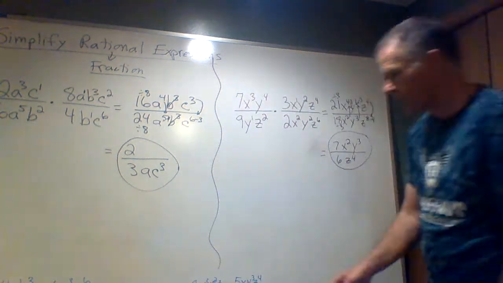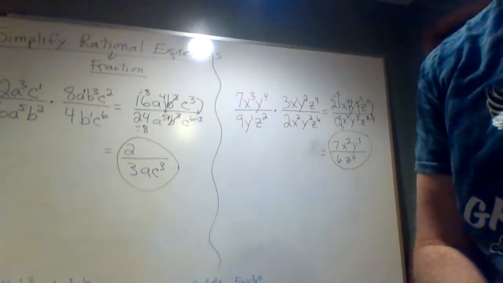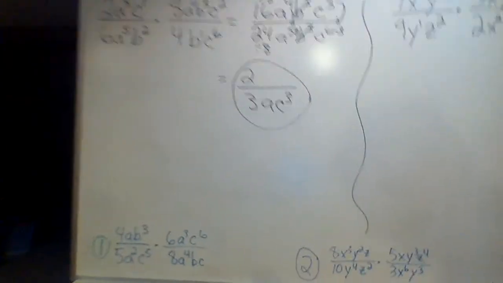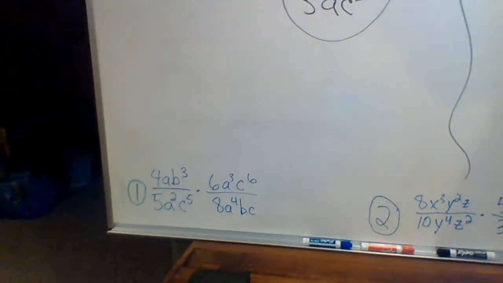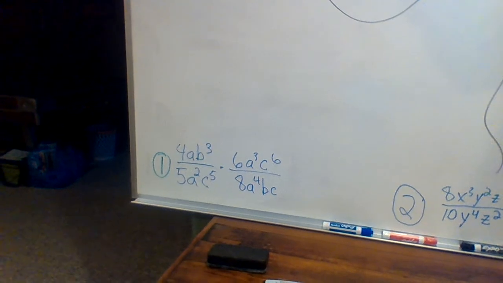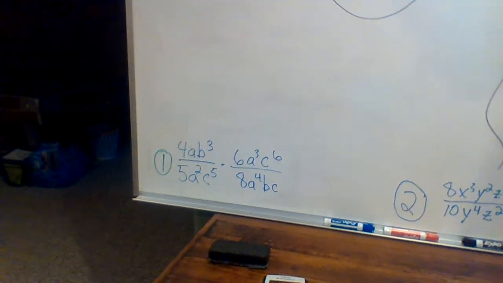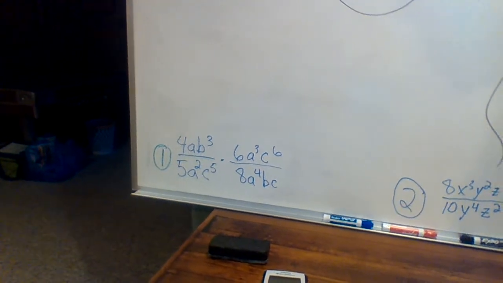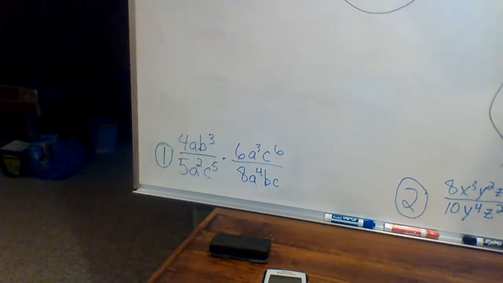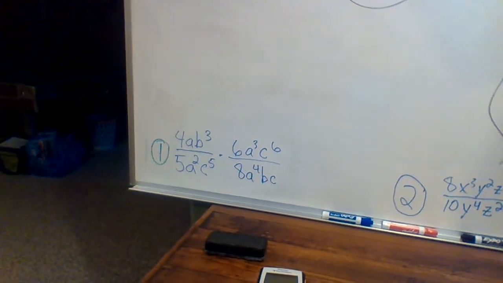You're going to have similar problems for the assignment here. Let me give that to you. There's your first one: 4ab cubed over 5a squared c to the 5, times 6a cubed c to the 6 over 8a to the 4 bc.